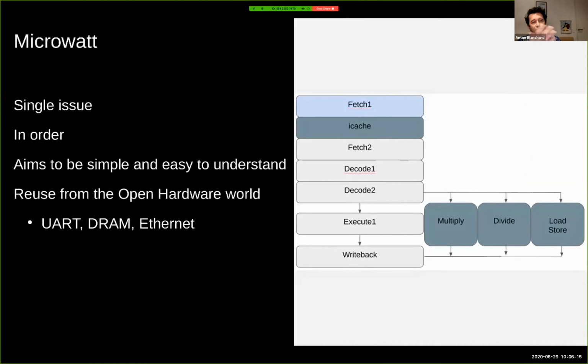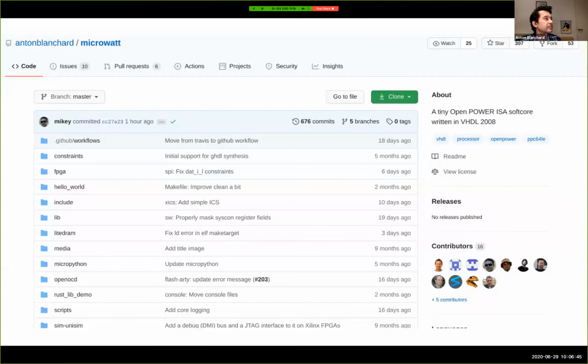Just a quick overview, nothing really interesting. It's a pretty usual single issue in-order core, I should say. The idea is it aims to be simple and easy to understand. And one thing that we really wanted to do was try and reuse from the open hardware world where possible. And I'll talk a little bit more about it, but things like UARTs and DRAMs and Ethernets, there's no sense in us making them ourselves. So, why don't we go and reuse them from the open hardware world?